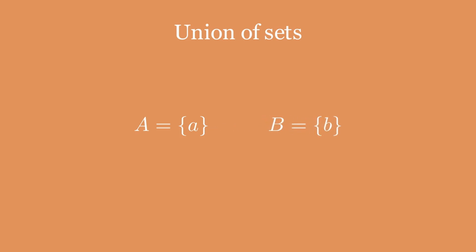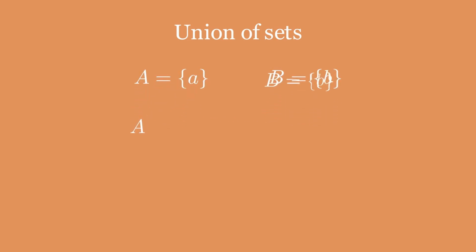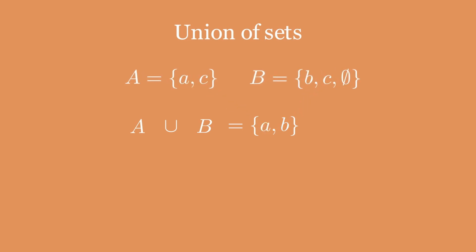Take sets A and B with the following elements. Then, the union of them, denoted as follows, is simply the set with both of their elements put together. Now, for a more complicated example, take these sets. The union of them contains all the elements that are different taken from each of the sets, and even though C repeats itself in both of them, it is included only once in the union.